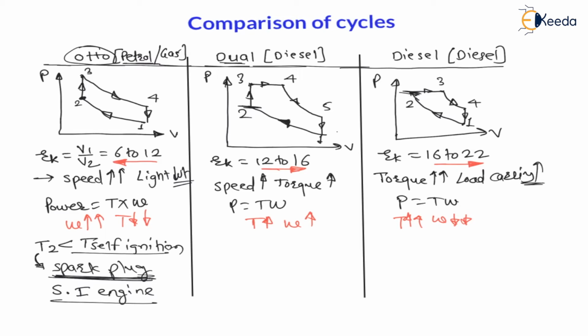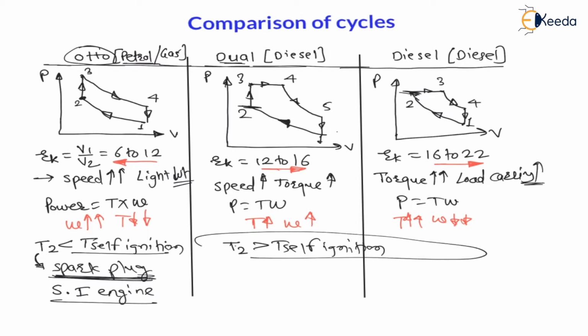And my dear students, in case of dual as well as diesel cycle, this temperature at the end of compression is more than self ignition temperature, right? In case of both, the temperature at the end of compression is more than self ignition temperature. Hence for ignition we need not use spark, only compression stroke is sufficient for the ignition, therefore it is called compression ignition engine. It is CI engine, compression ignition engine.